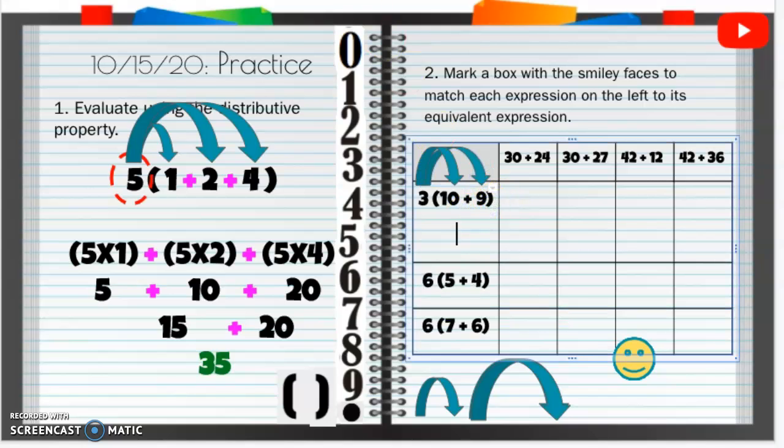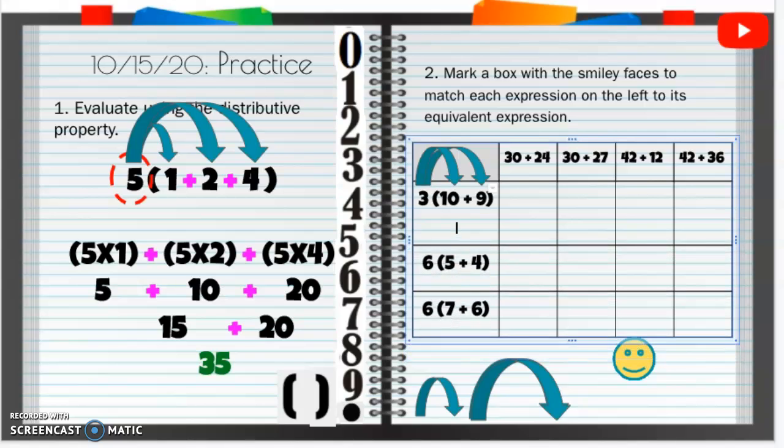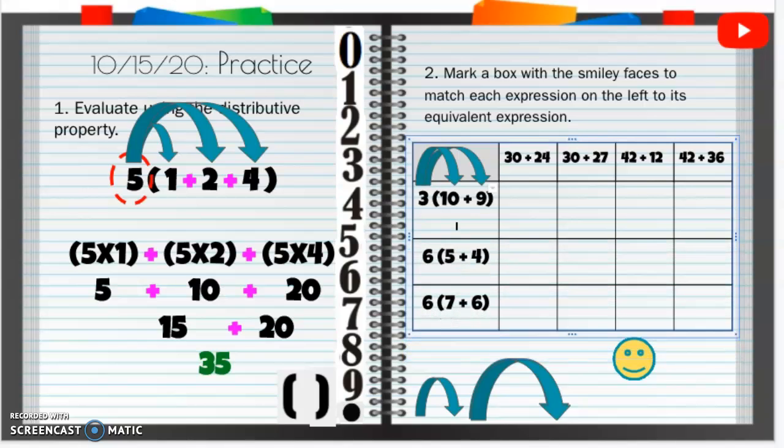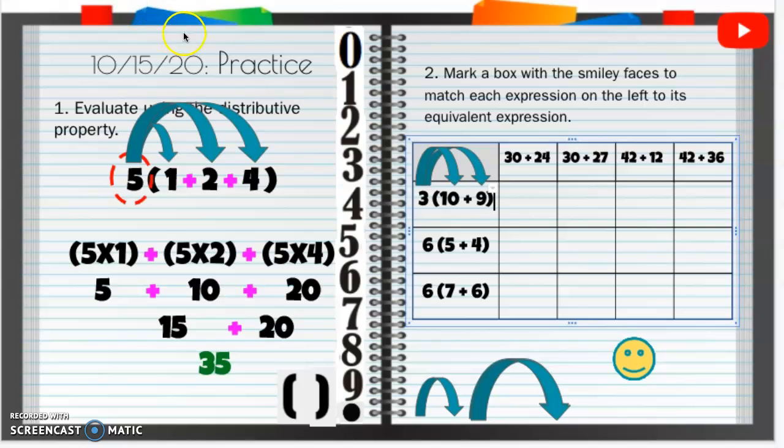Oh, that's a little too big. There we go. All right, so we have 30. Oh, can we even see that? No. Okay, well, I apologize. I tried there. So 3 times 10 is 30 plus 3 times 9. So it's going to have an addition symbol. So 3 times 9 is going to be 27. So 30 plus 27 is going to be what? Oh, 30 plus 27. Here it is.